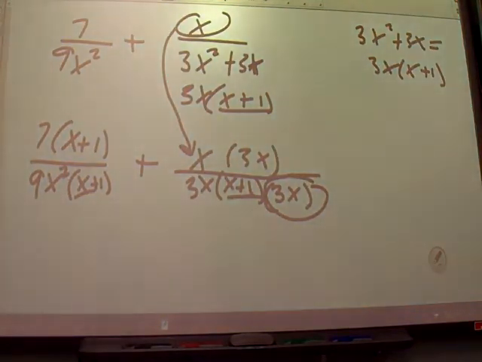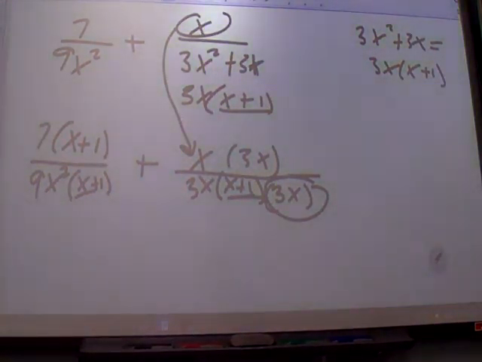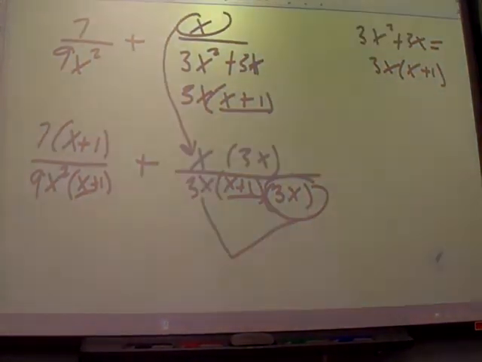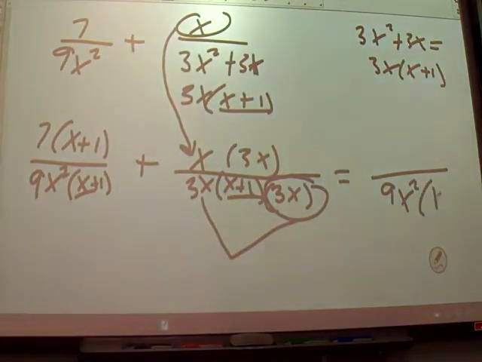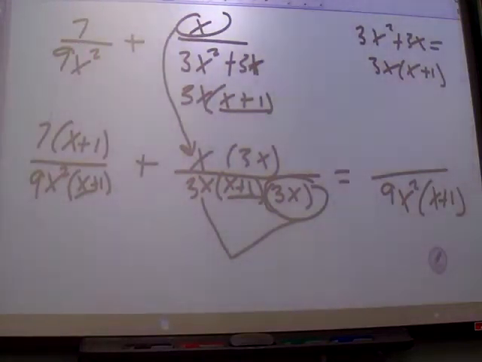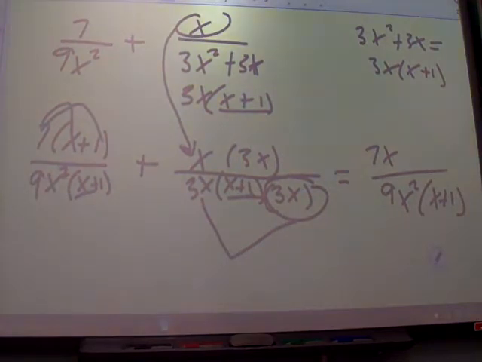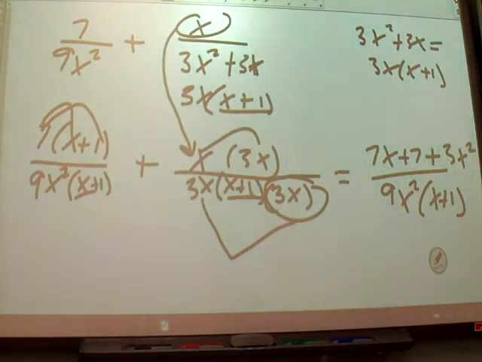Everybody else, ask me if you're not sure on where something came from. And like I was saying, on the right side it looks a little different, but if we were to multiply those 3x's, that would be the same. So it is the same. So now my common denominator, I got the 9x squared, the x plus 1. Okay, this makes 7x plus 7 plus 3x squared. Can I combine any of that stuff on the top?